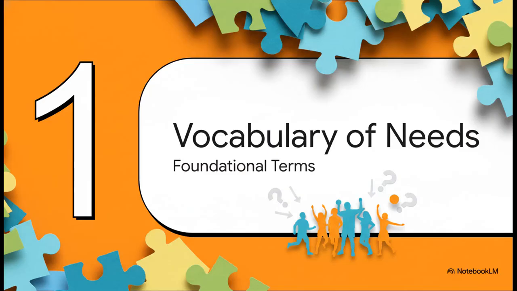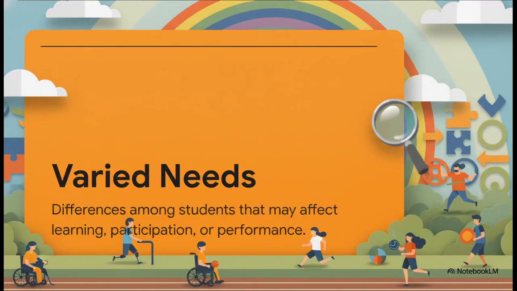Section 1. The vocabulary of varied needs. Okay, so to make these kinds of on-the-fly decisions, you've first got to know what you're actually looking at, right? We need to look at these terms not just as dry stuff to memorize for a test, but as a critical awareness you'll use every single day.